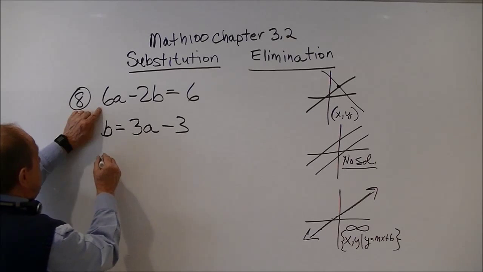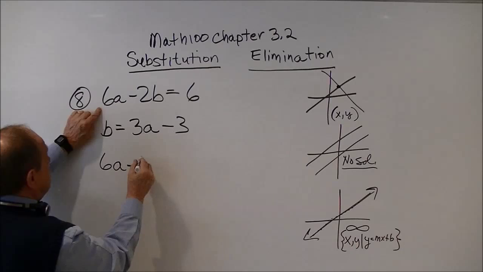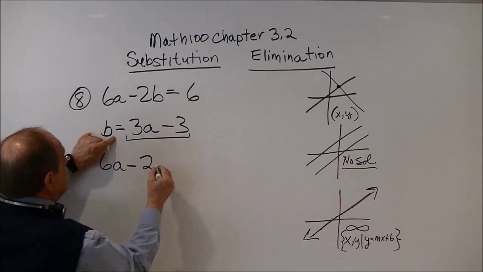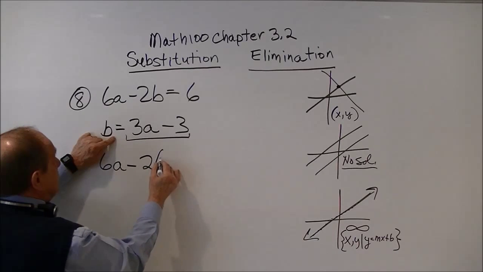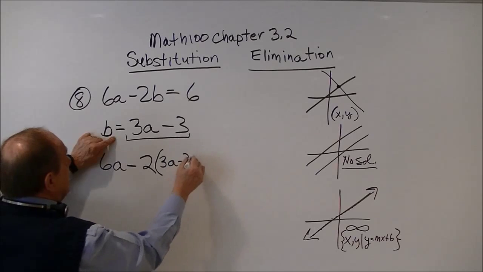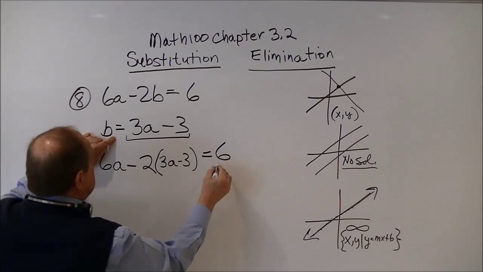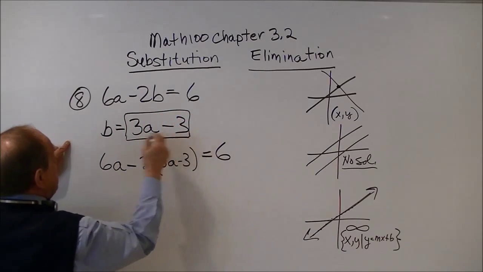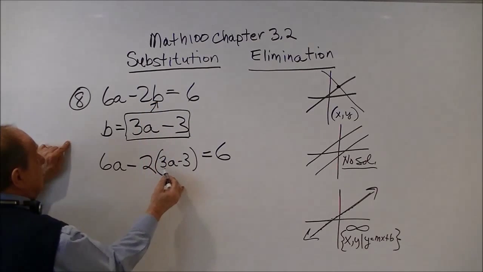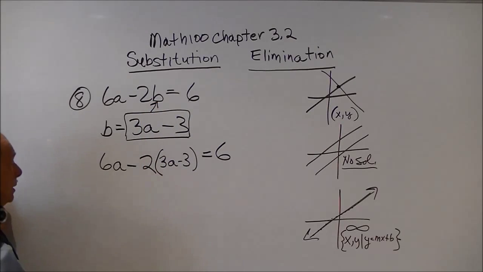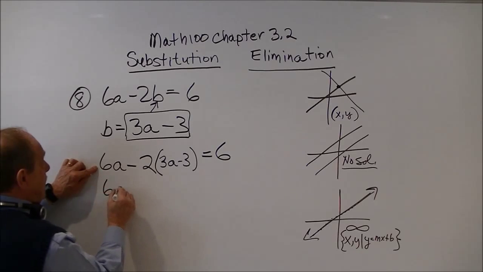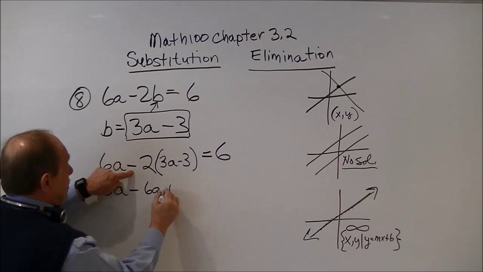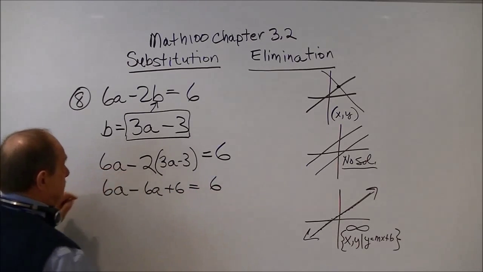So this is going to be 6a minus 2. There's our 2. And then they're saying B is this, so I put it in parentheses, and we're saying that equals 6. So we took this value of B and substituted it right there. Now we clear parentheses. 6a minus 6a plus 6 equals 6.